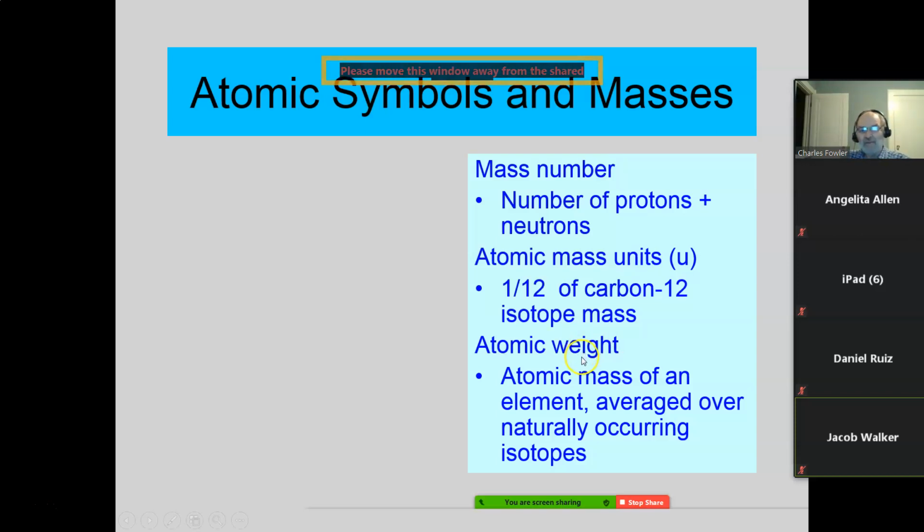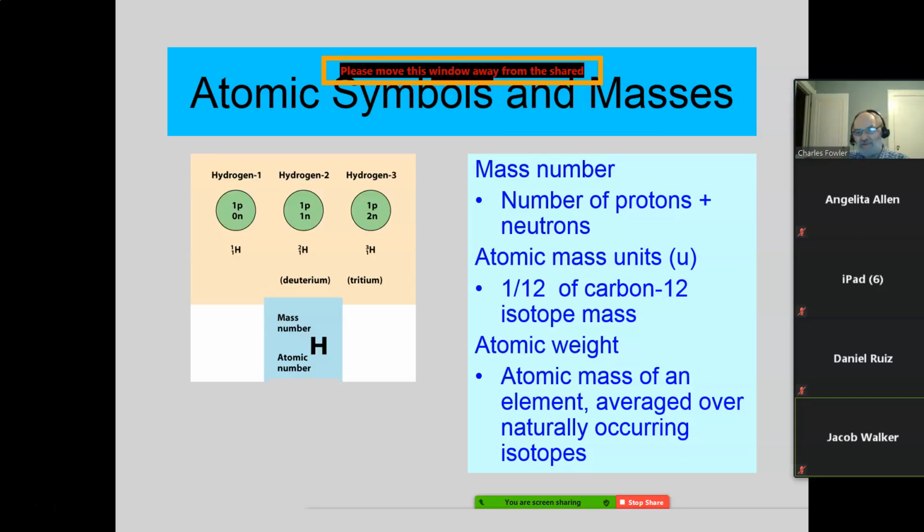Now, the atomic weight is the atomic mass that we had here of an element averaged over the naturally occurring isotopes. Because if you have these other isotopes with extra neutrons in it, then your atomic weight has to account for those as well. Okay?